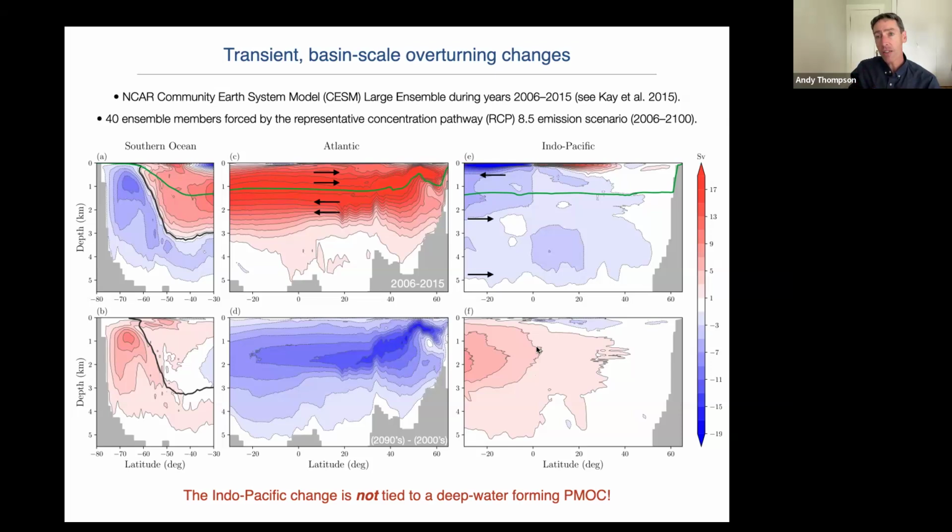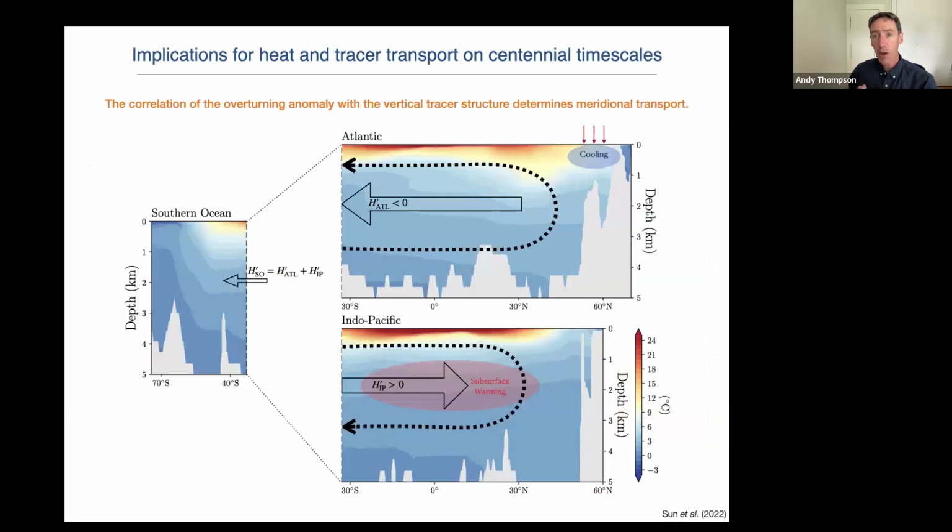Okay, so I've talked a little bit about changes in the overturning circulation in terms of a volume transport between the different basins. But if we think about what the ultimate impact these changes have on Earth's climate, you really need to think about what the implications are for changes in heat and other tracer transport. So here, what you really care about is not just the anomaly in the overturning circulation itself, but how it correlates with tracer structure, and in particular the vertical tracer structure at the southern boundary of these basins.